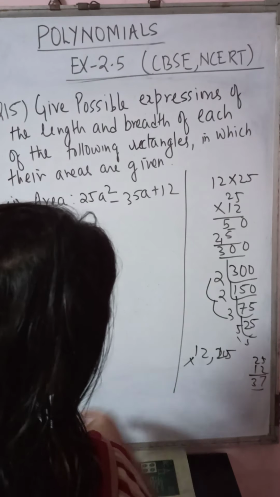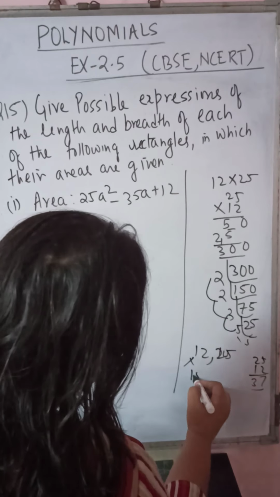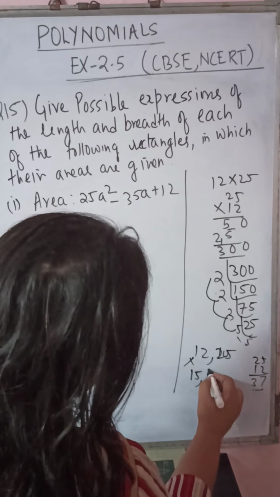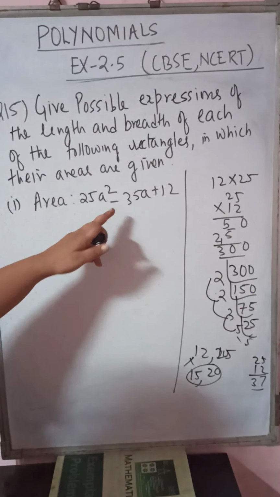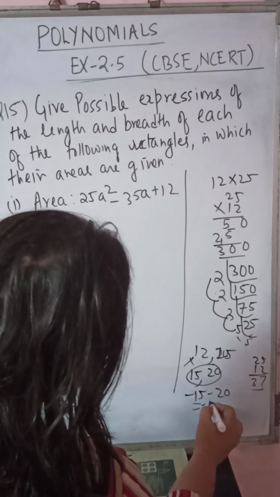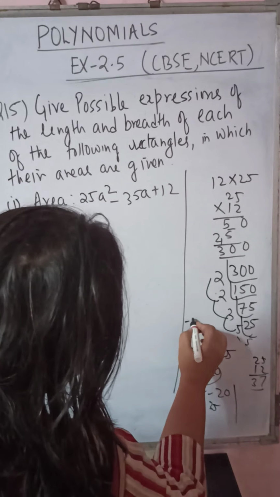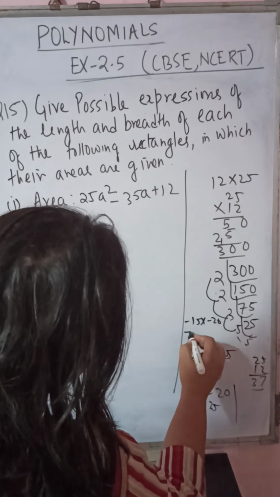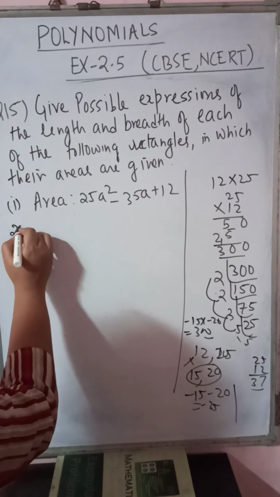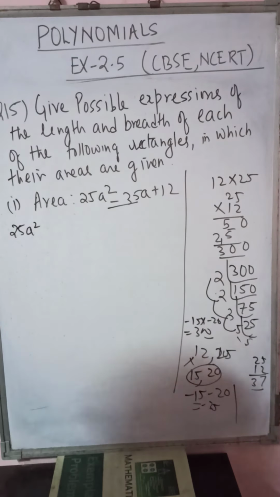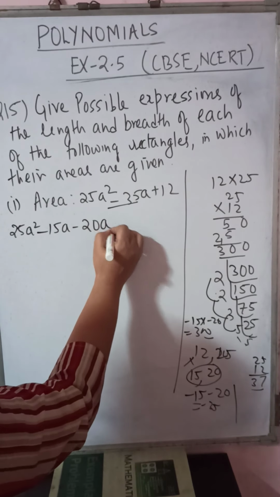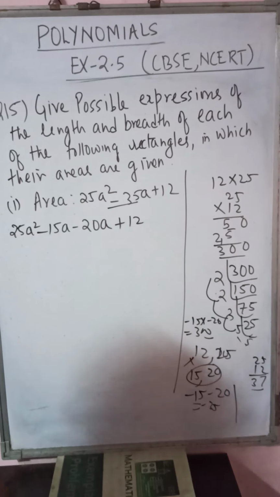5 3s are 15. Just check this combination. 5 3s are 15. Now what is remaining? This 5, this 2, this 2. So 5 2s are 10, 10 2s are 20. 15 and 20, so we will get 35. Yes, minus 15 minus 20 will get minus 35, and when you multiply them, minus 15 into minus 20, you will get 300. So both criteria are satisfied. So 25a square, split minus 35 into minus 15a and minus 20a, and then write the remaining number as it is.